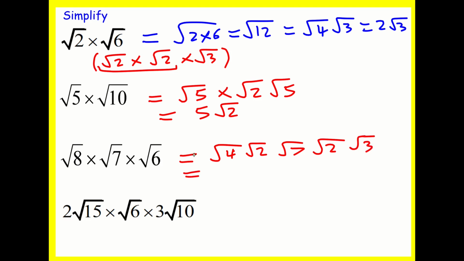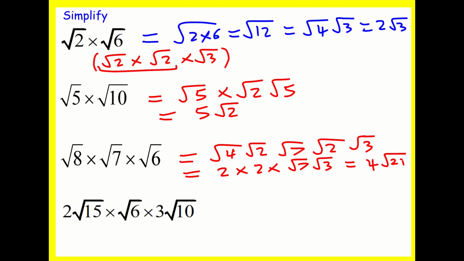And this is really good. So I hope that makes sense. This is the root 8, this is the root 7, this is the root 6. Well, the root 4 gives me 2. But the root 2 times root 2 also gives me 2. And I'm left with 2 times 2 times root 7 times root 3, which I could just write as 4 root 21. Best to just get it as a single surd at the end.